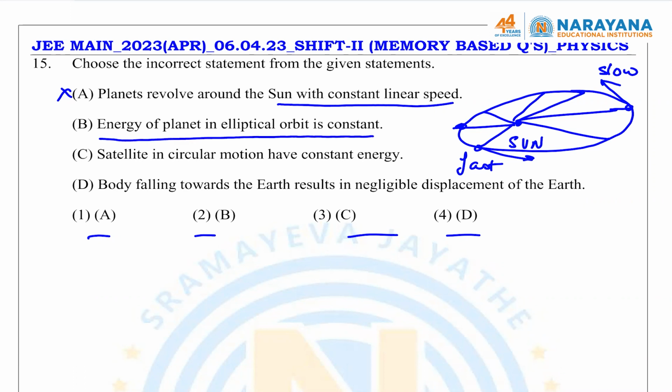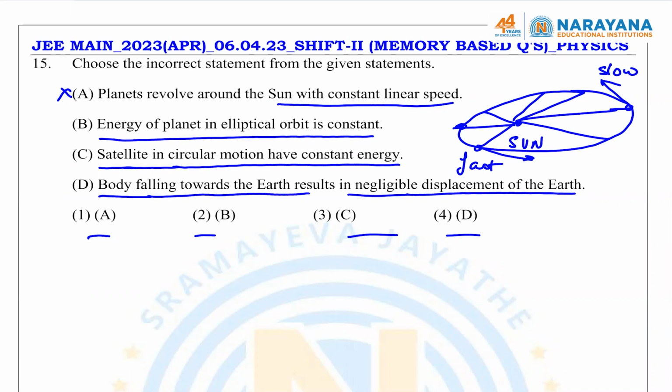Just for the sake of general knowledge, let's check the other things. Energy of the planet in elliptical orbit is constant. Total energy is always constant for the planets. It does not depend on the nature of the orbit. Satellites in circular motion have constant energy. Yes, constant in elliptical orbit, both total energy is fixed. Body falling towards the earth results in negligible displacement of earth. That is also correct, since earth is very massive, so the displacement of earth is negligibly small. Whenever you drop a body, it falls down. You don't see earth moving up. So B, C, D are correct. Only A is incorrect. So answer is option A.